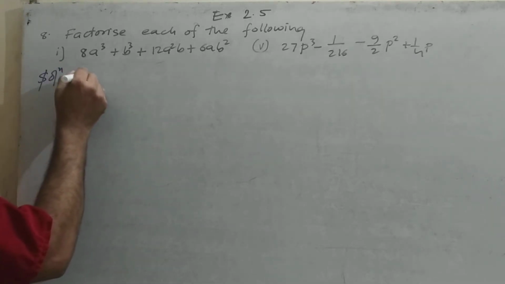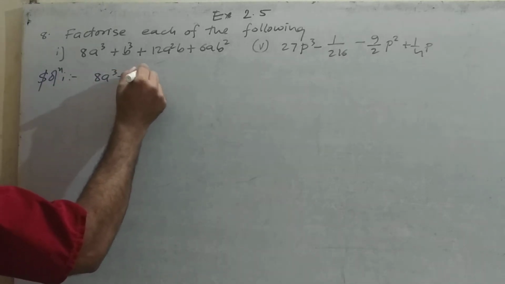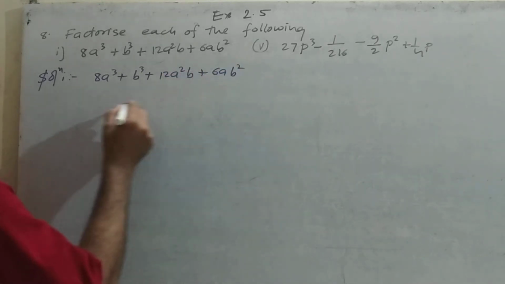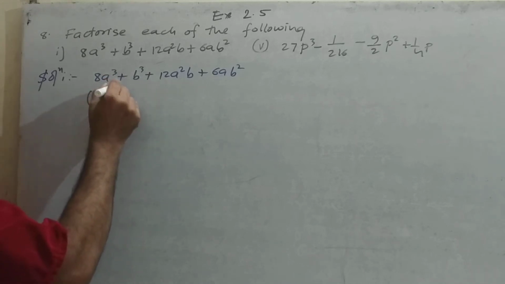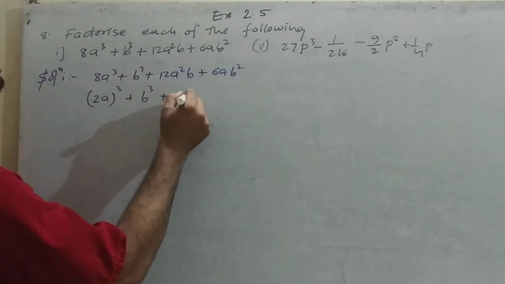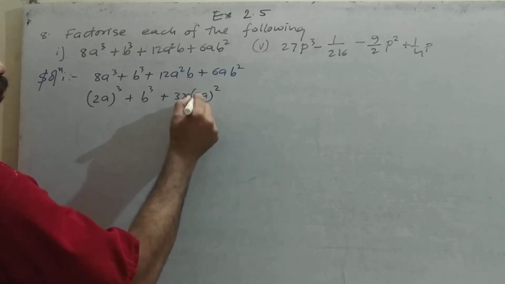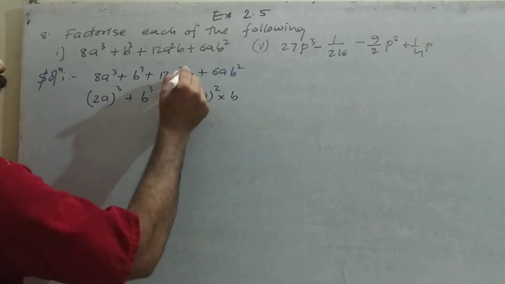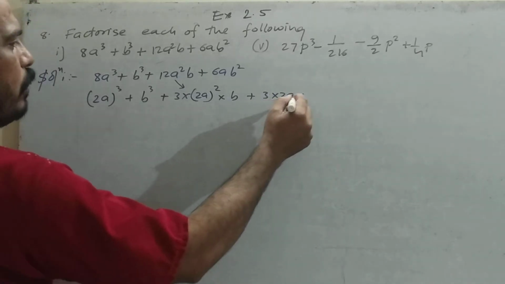Solution. First, 8a cube plus b cube plus 12a square b plus 6ab square. 8a cube means 2a whole cube. b cube means obviously b cube, plus 3 into 2a square, which is 4a square, and b means b. So 4 times 3 is 12, a square b, plus 3, a means 2a, b square means b square.